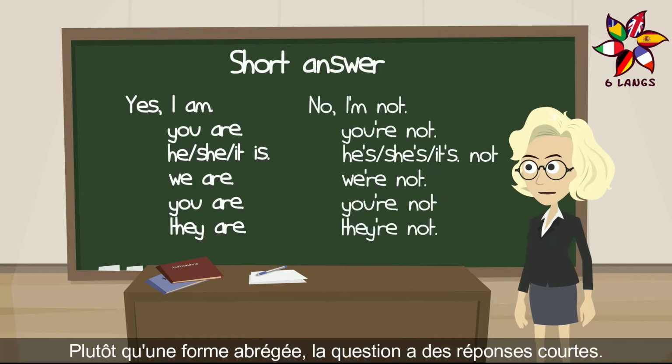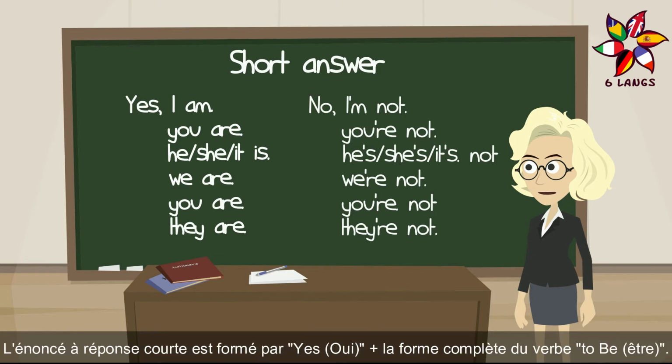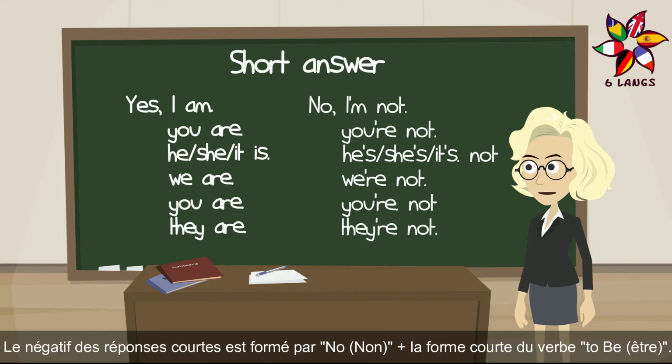Instead of short form, the interrogative has short answers. The affirmative of short answers is formed by yes, plus the full form of verb to be. The negative of short answers is formed by no, plus the short form of verb to be.